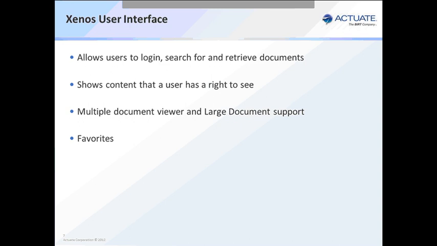And Xenos RUI also includes the favorites feature, allowing users to save their most commonly accessed applications or reports so they don't need to traverse the entire application tree hierarchy each time they want to navigate to a particular document, which in the end saves them time. And I will hand this back to Will to show you a little bit about the Xenos repository user interface.